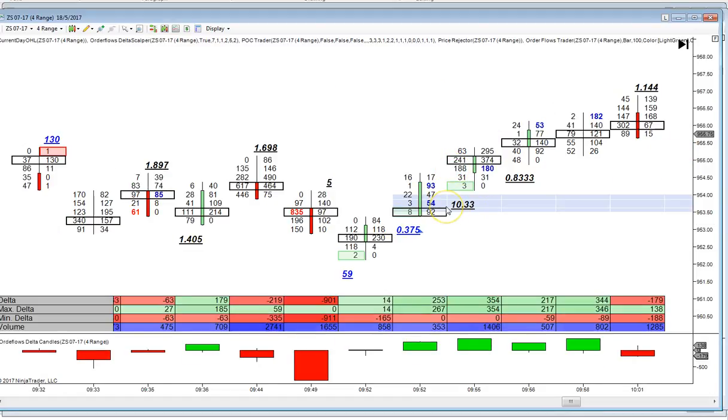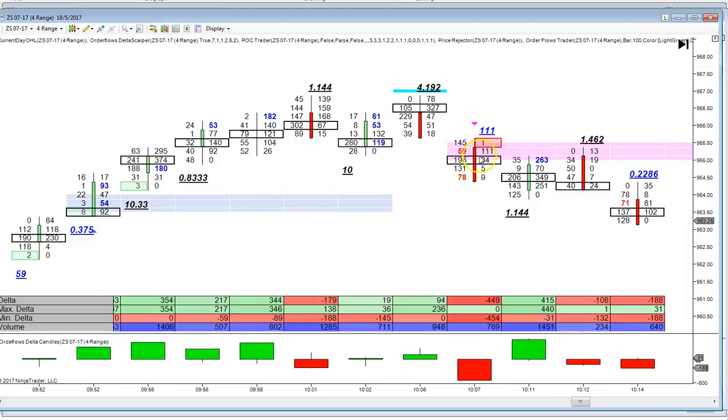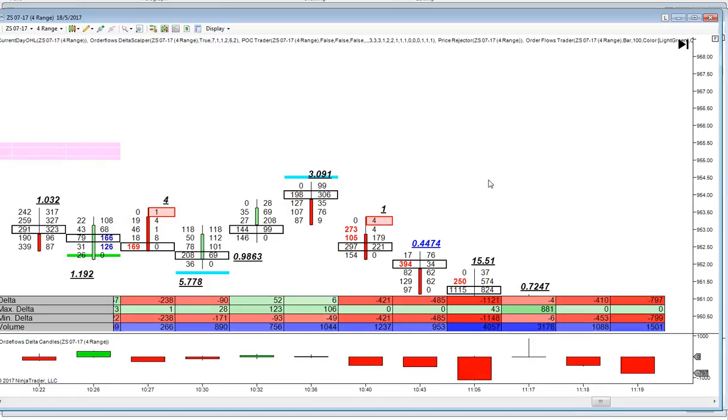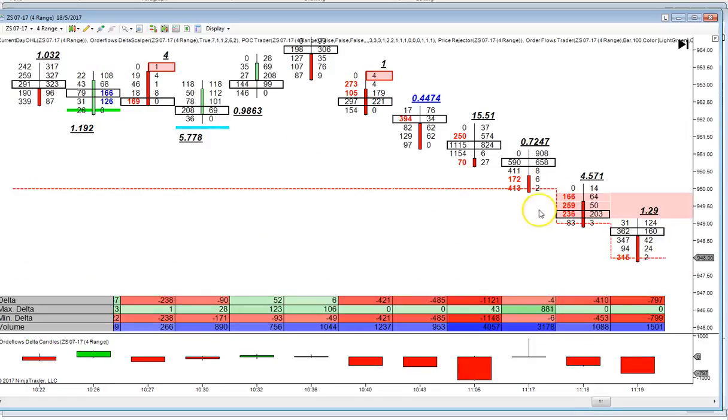Along the way, you've got the Delta Scalper giving this buy here. Then you got the Delta Scalper giving a sell here. We do sort of drift around lower, lower, lower. And again, then we test this level again at 950. You still got volume there.